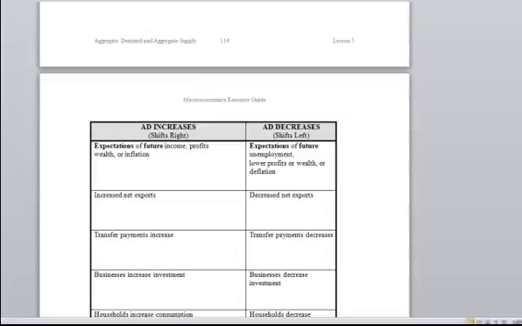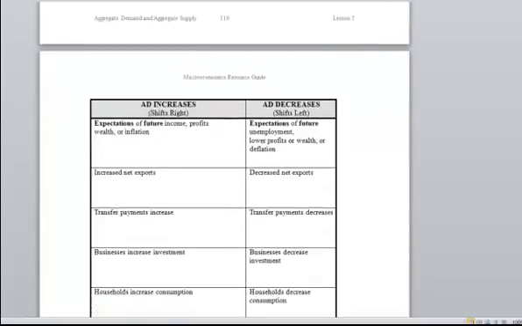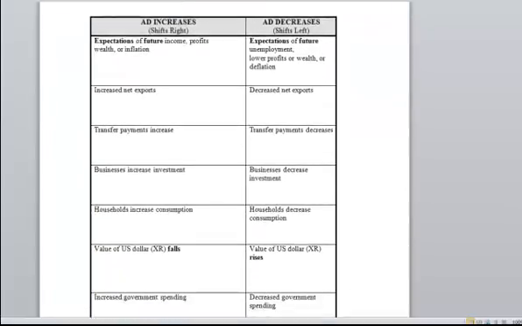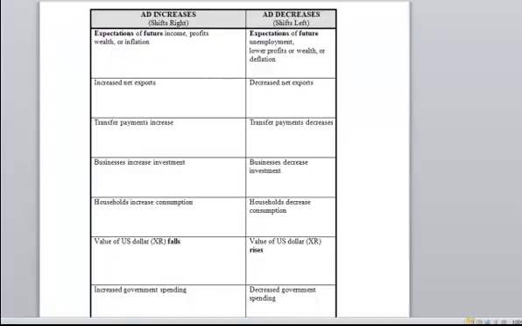Now, I have a table. This is from a resource guide that I use in my on-campus classes, and I want to walk you through this table because I want all of you to understand this, because you have 12 extra credit questions on your second exam that ask you about what will increase and decrease aggregate demand and supply. So first of all, what this table shows is some of the things that will cause aggregate demand to increase or shift to the right.